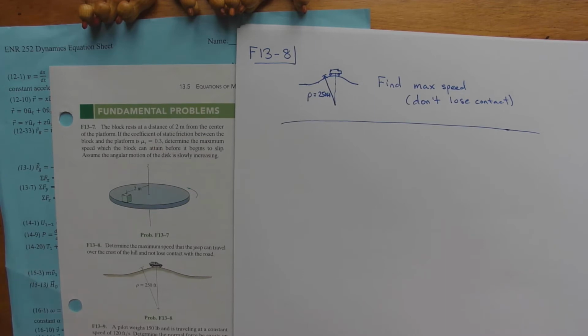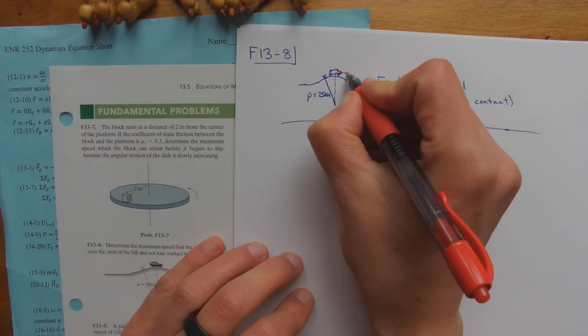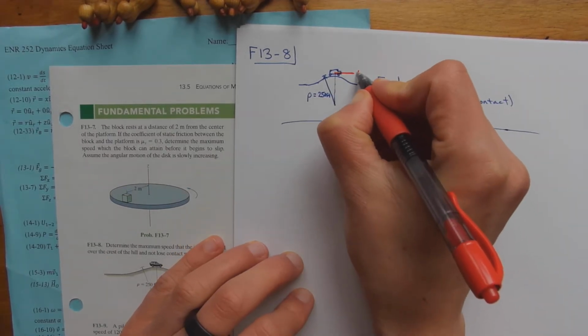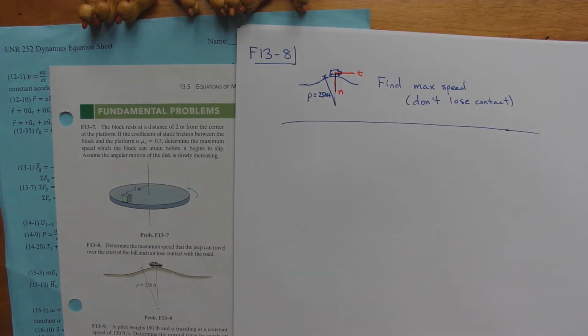So the first thing that we should do is identify the normal and tangential direction. The tangential direction is easy because that's the direction that the object is going in. So tangent to the path of the Jeep would be like this, and the normal direction is pointing in towards the center of the circle.